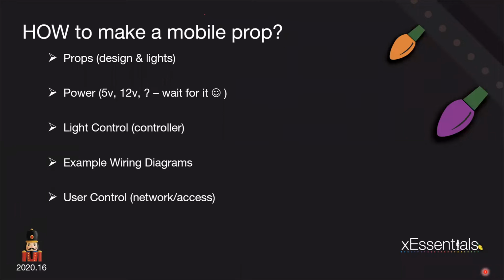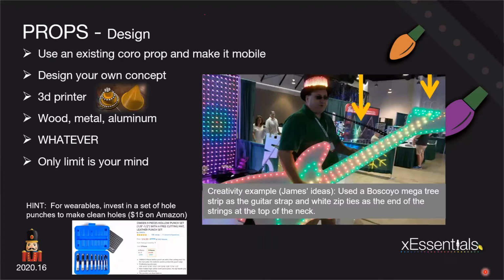So let's get into the meat of how to make a mobile prop. We'll go into design and lights. We'll go into power. We'll go into light control. We'll go into some example wiring diagrams. I'll take you from start to finish on creating a mobile prop. And we'll get into user control as far as network and access.